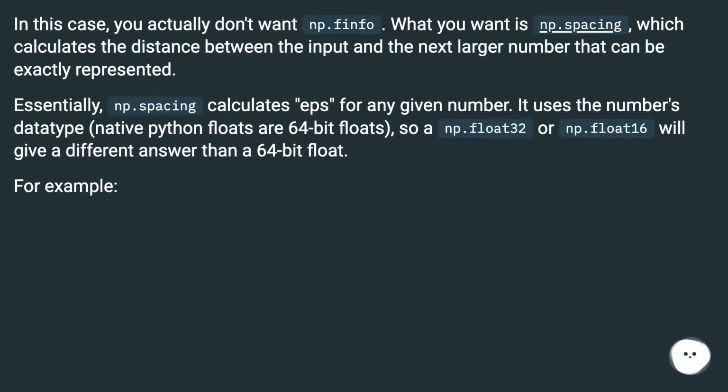In this case, you actually don't want np.finfo. What you want is np.spacing, which calculates the distance between the input and the next larger number that can be exactly represented. Essentially, np.spacing calculates eps for any given number. It uses the number's data type.